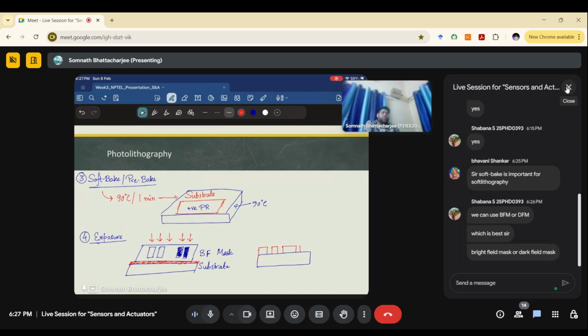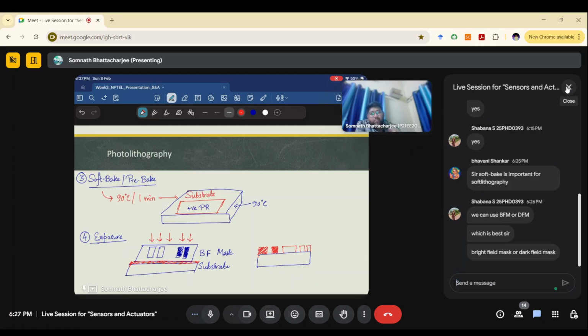Okay, so you are asking which one is the best one. There is nothing called the best one or the better one. Based on your application, as I was discussing in the previous class as well, based on your need, you need to choose this.